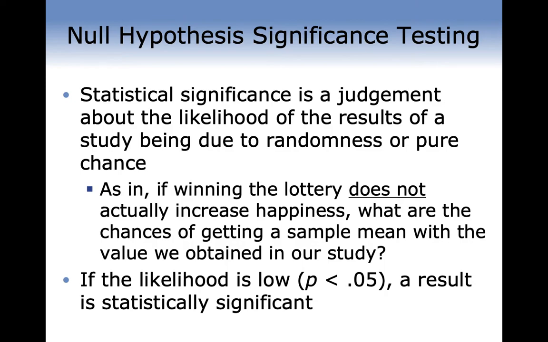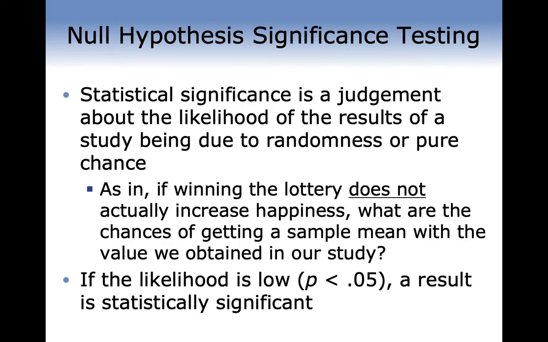It seems improbable that we would get a sample mean this large if our first assumption is that the lottery does not actually increase happiness. Basically, if the probability is less than 5% that we would get a sample mean that is either so large or so small based on what we expect ahead of time, if the null is true, that is, no effect of what we're doing, then we say that we have a statistically significant result.